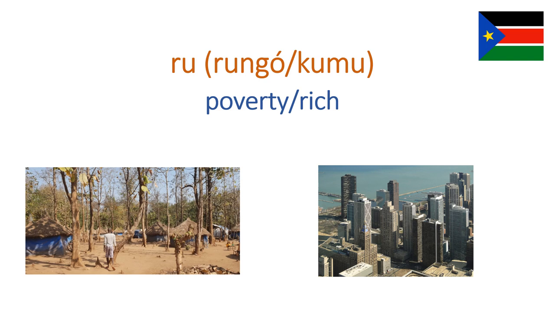Rungo, rungo. This means poverty. Mingaboro rungo, I am a poor man. And the opposite of rungo is kumu, that is rich. Borokumu ngako, he is a rich man.